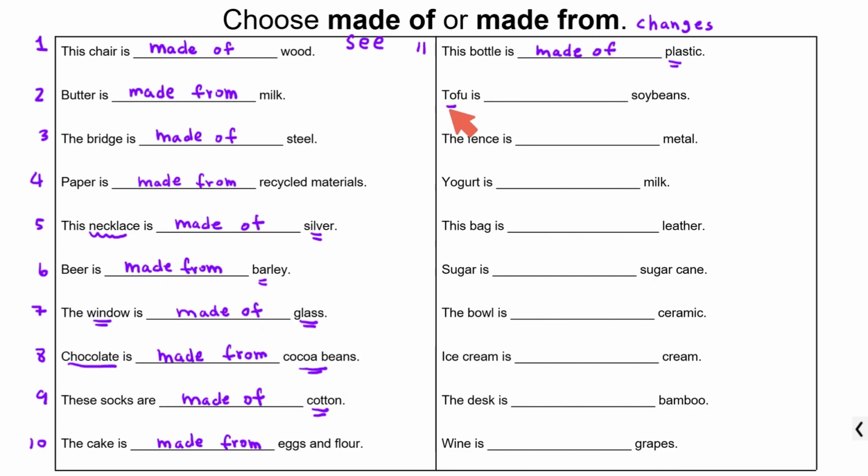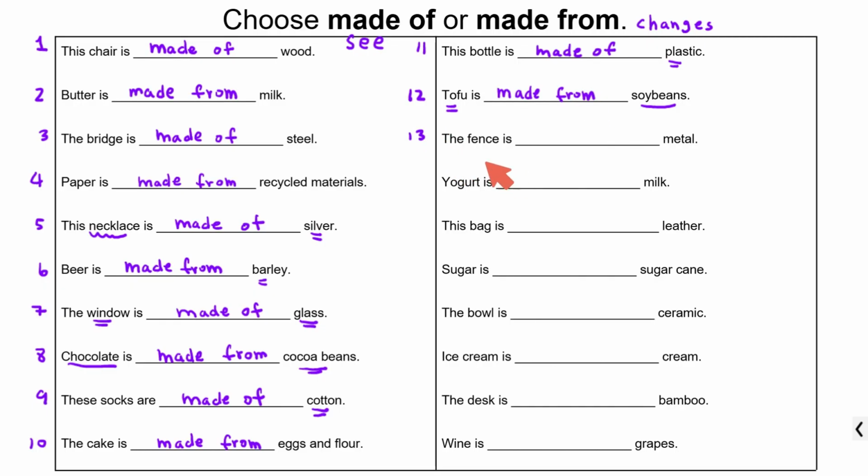Next up we have tofu. Number 12 is blank space soybeans. So soybeans change to tofu, so the answer for this one would be made from. Very good. Let's move on to the next one, number 13.